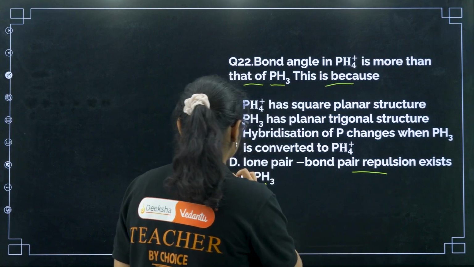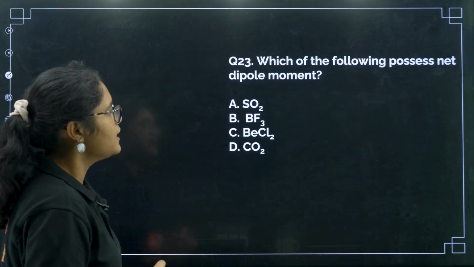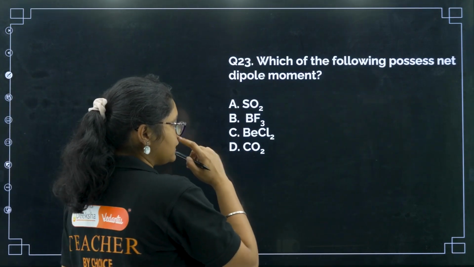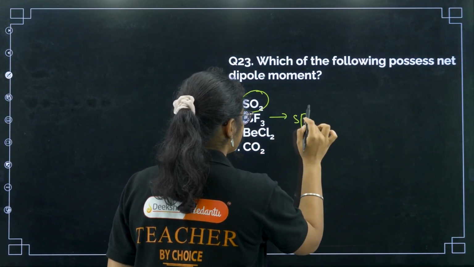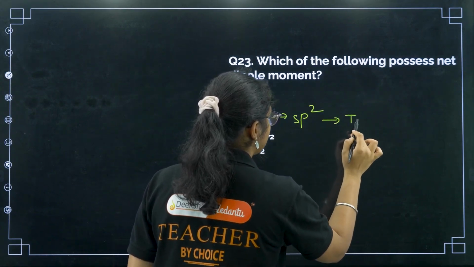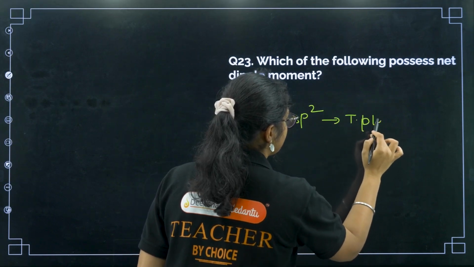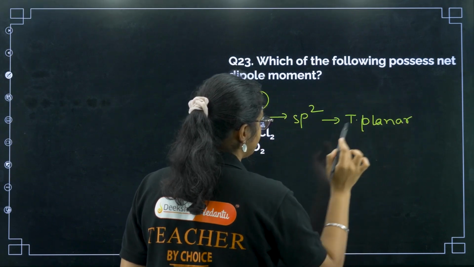So that is why the pH3 bond angle is less. Okay. Which of the following possesses a net dipole moment? So SO2 will have net dipole moment. Here it is sp2 geometry, right? Trigonal planar. So bond angle net dipole moment is 0.